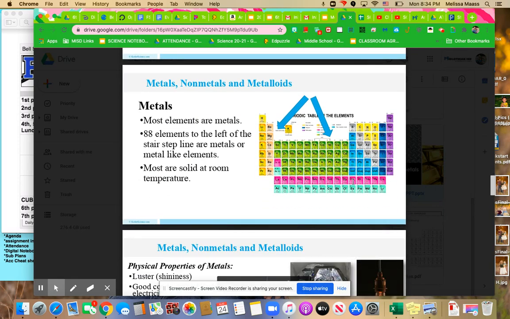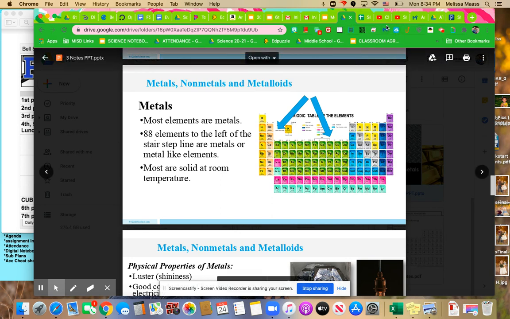So metals. On the periodic table, we're moving into metals now. Most of the periodic table is going to be your metals. They're mainly found in the middle section, and most are going to be solids.